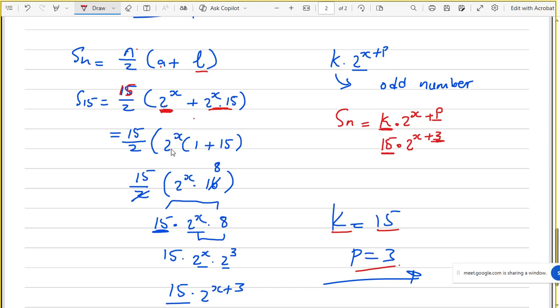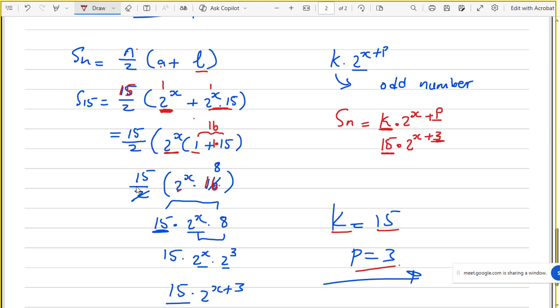We just had 2 to the x out as a common factor. Where there's 2 to the x, you substitute 1. So this is like 1 times 15. Then you add 1 and 15 to get 16. Then it's 2 to the x times the answer inside the bracket, which is 16. So this will be 2 to the x times 16.